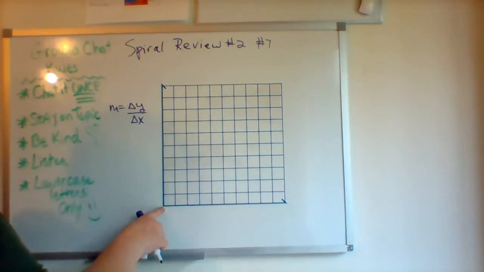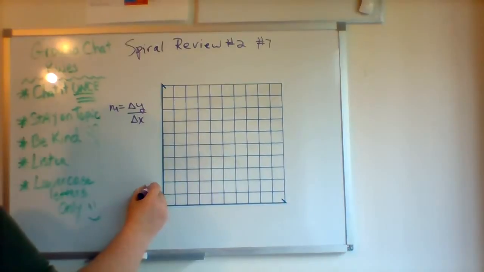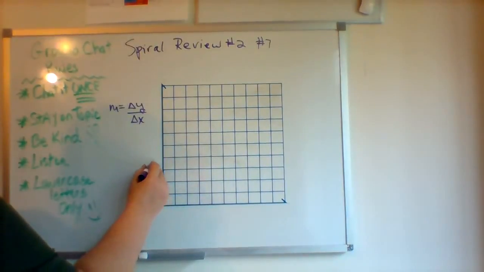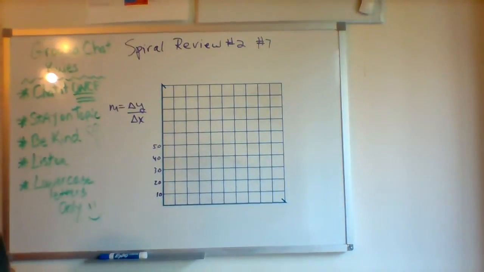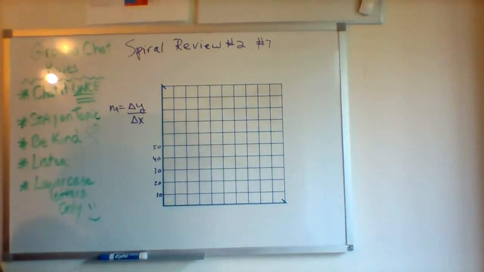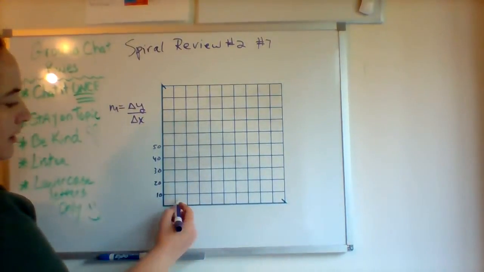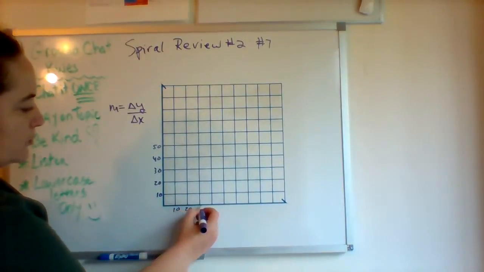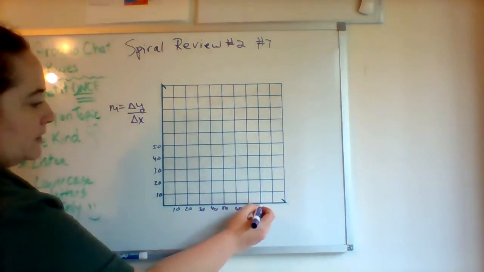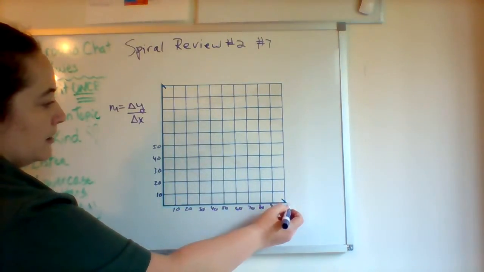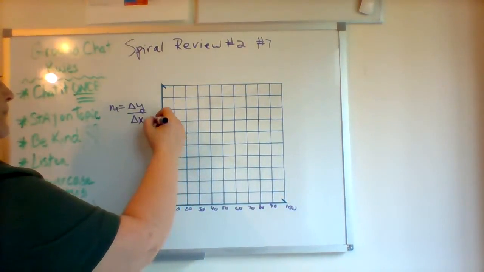So over here is 0, 0, but then this is 10, 20, 30, 40, 50, and so on and so forth. They're actually also counting by tens on the x-axis. So 10, 20, 30, 40, 50, 60, 70, 80, 90, 100.